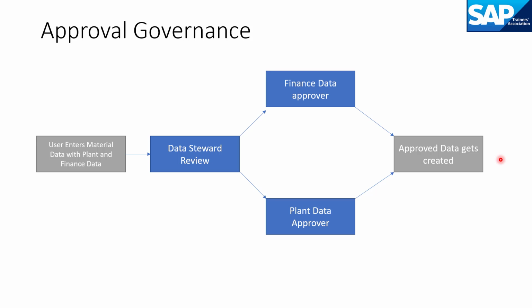Okay, so this is the concept of approval governance. This is what we mean. In general, as soon as you enter data and save it, it doesn't directly go to this point. It goes through the approval flow, and this flow is predefined. This is what you have to configure based on your business requirement.